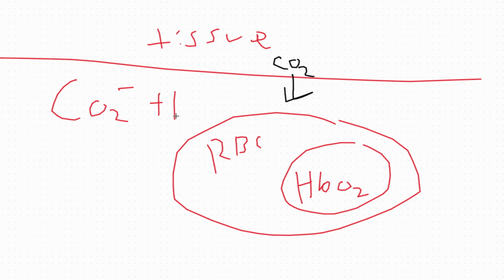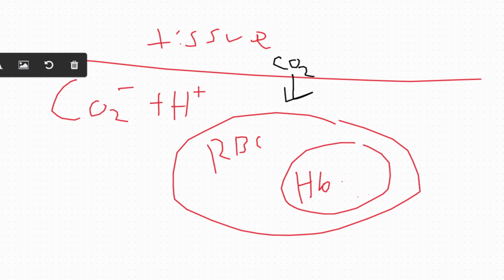And the proton is just a hydrogen, because hydrogen is one proton, one electron, but this is just a proton without an electron. So it's a positive hydrogen. Now, when the CO2 binds to it, it kicks out the O2 and goes in itself. So CO2 goes right into the hemoglobin.